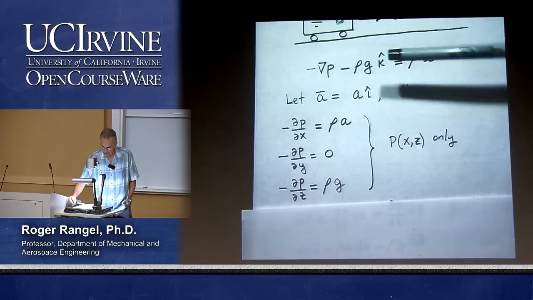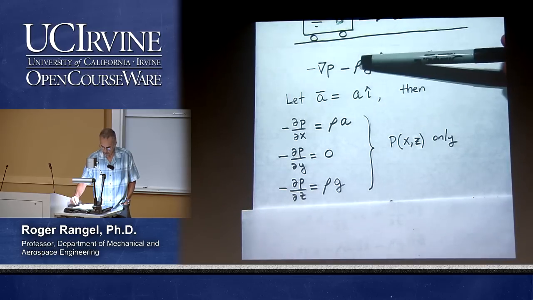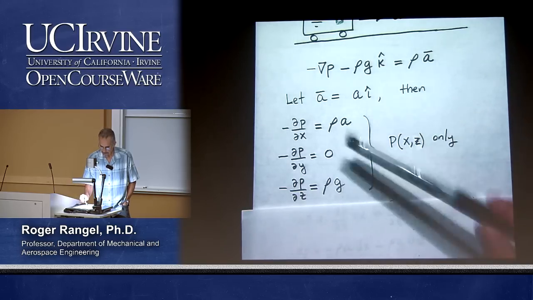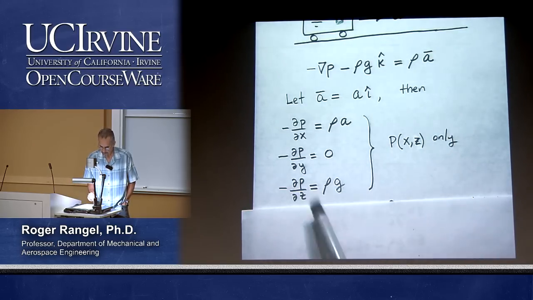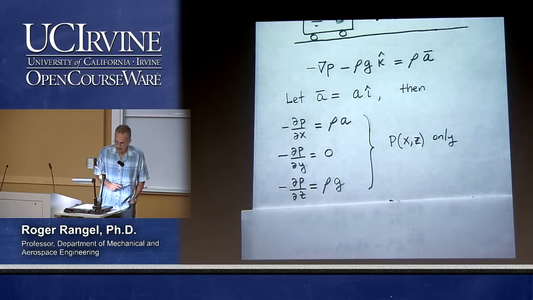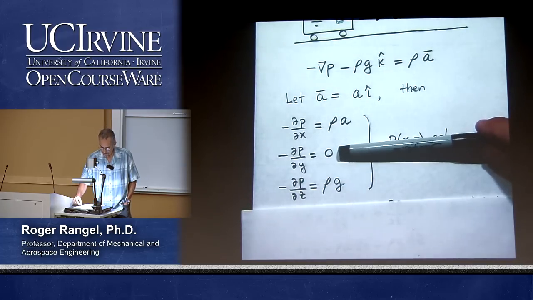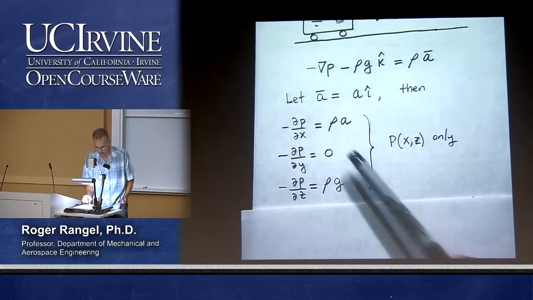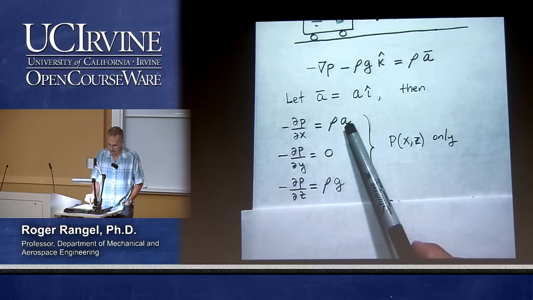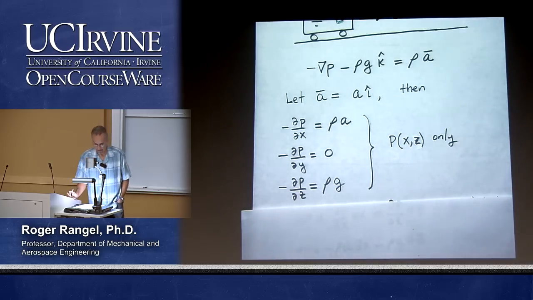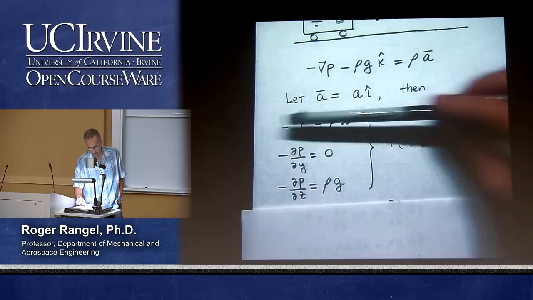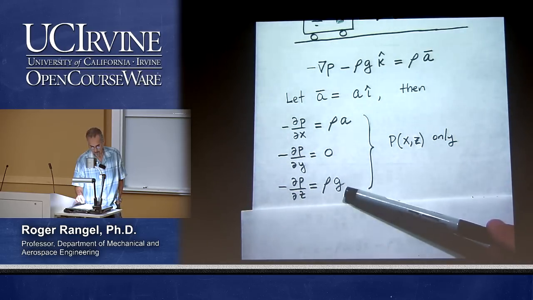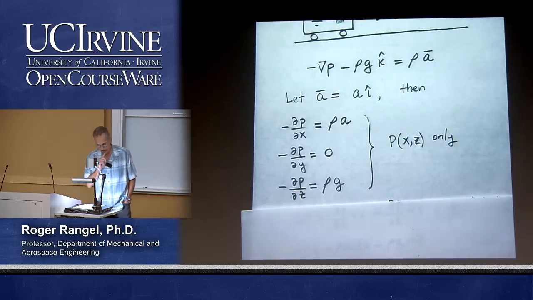As far as the weight is concerned, it only appears in the last equation. I have moved it to the right-hand side, so the sign is positive and it's rho g. There is nothing in the y direction because there is no weight in the y direction, and there is no acceleration in the y direction, so there is a 0 here. And in the x direction, of course, I have the rho a term. So the acceleration of the tank only appears in the x direction, and the weight of the fluid only appears in the z direction. These are my three equations.